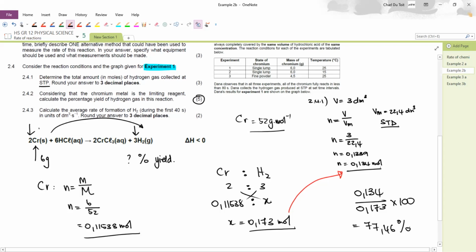What basically happened here? The chromium isn't 100% pure, or the temperature we used wasn't optimal, or the pressure. Some of the hydrogen might have gotten lost in the process as we're capturing it. Do you understand? We're supposed to get 0,173 moles of hydrogen gas, but we're not getting that in the reaction. So our yield is not 100%.